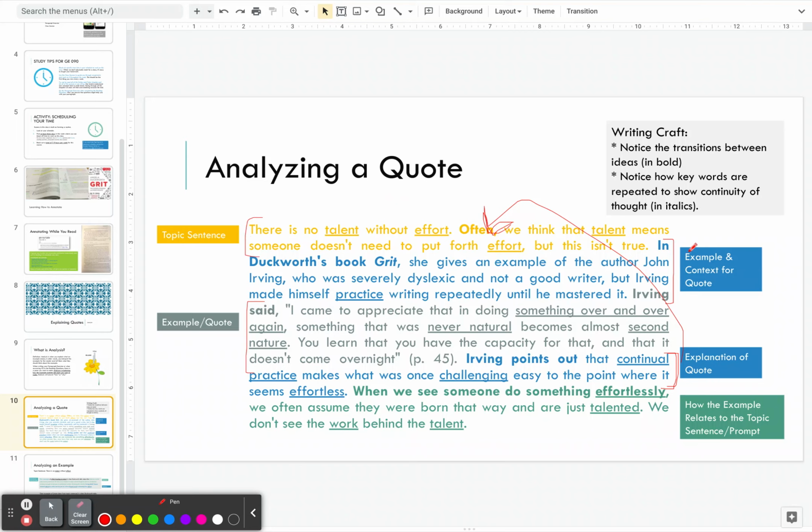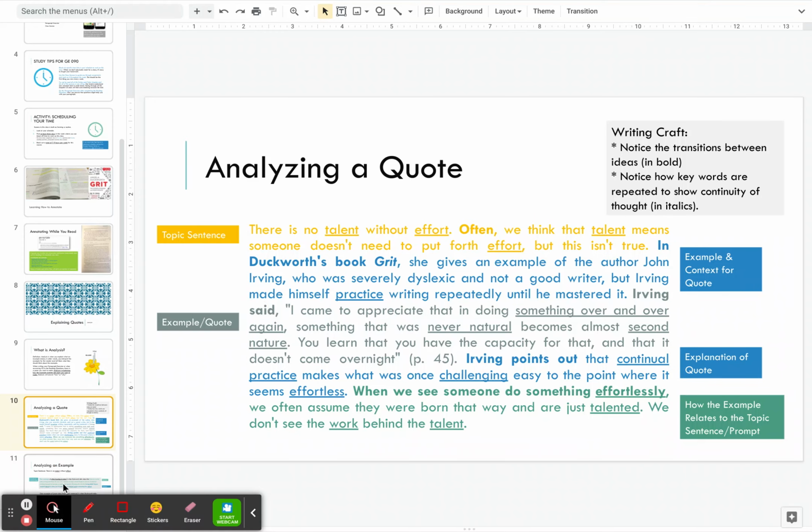Now, also to help you, I did bold some of the transitions to help you see how you can move seamlessly between different ideas: between your topic sentence and your explanation, and then introducing the quote and then moving out of that quote. And the words that are underlined are there to show you how your reader is going to make the connections, because I'm repeating certain words, like talent, effort, work. It's okay to repeat words like these when they're referring back to your main ideas. You don't need to worry about being repetitive.